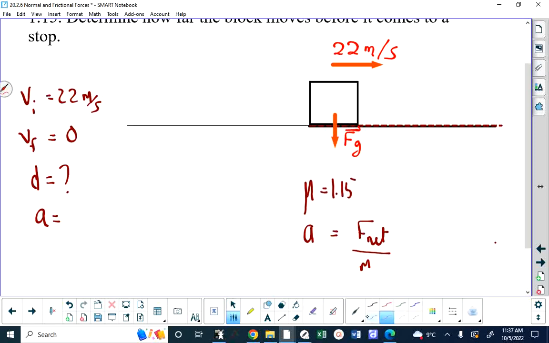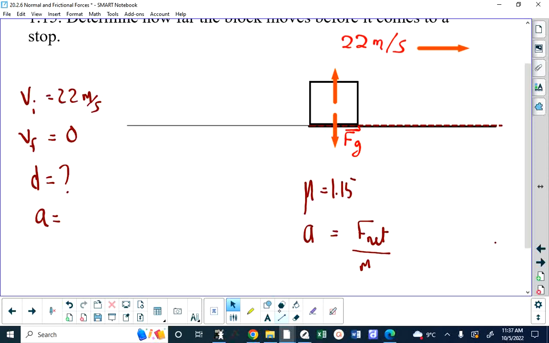There is a force of gravity. There is also a normal force. I'm just going to move this 22 meters per second out of the way. This is the normal force. Are there any other forces acting on the object? There have to be, because if those are the only two forces, the net force is 0, and there's no acceleration, so it's going to continue along on its merry way at 22 meters per second.